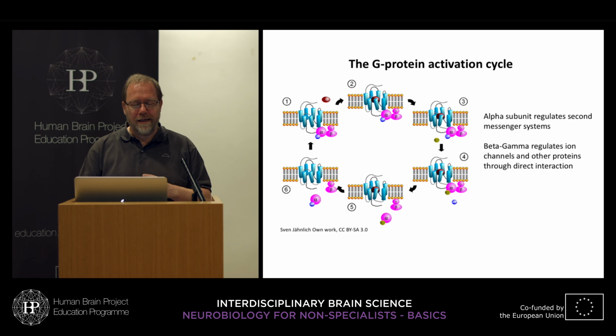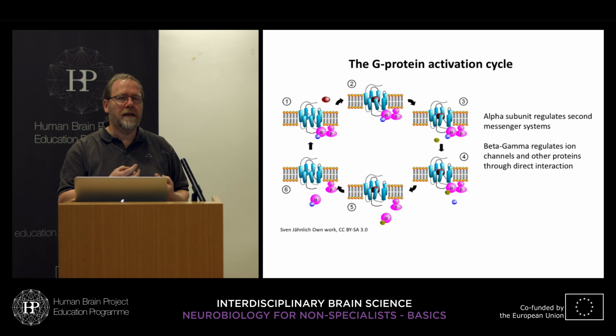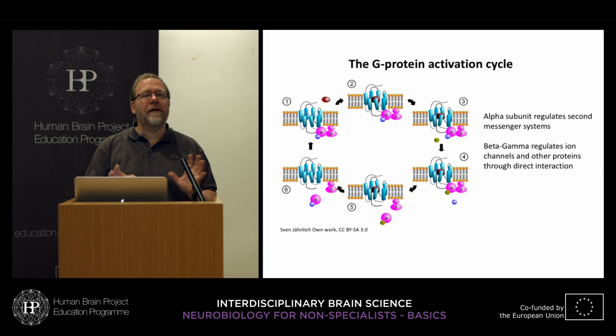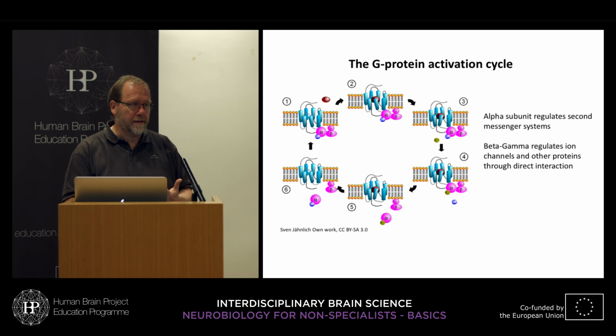By this process, the G protein is basically activated. And this activation of the G protein leads to a disruption. So the subunit alpha leaves the complex, and beta and gamma and alpha are separated. And they have different functions. So beta and gamma, in their form without alpha, can directly interact with other proteins.